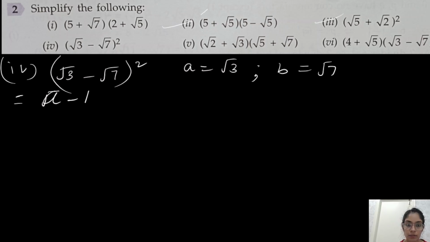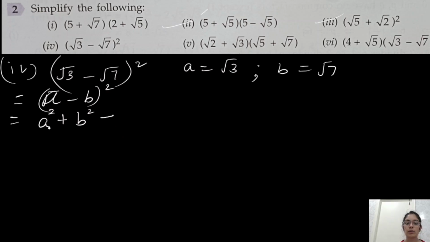I am writing first of all a minus b whole square. You can also write it in this way to avoid mistakes. So a minus b whole square, its expansion, because this is the given form. See, a minus b whole square is given to us. So first of all I am writing the given form, then I am writing its expansion, which is a square plus b square.